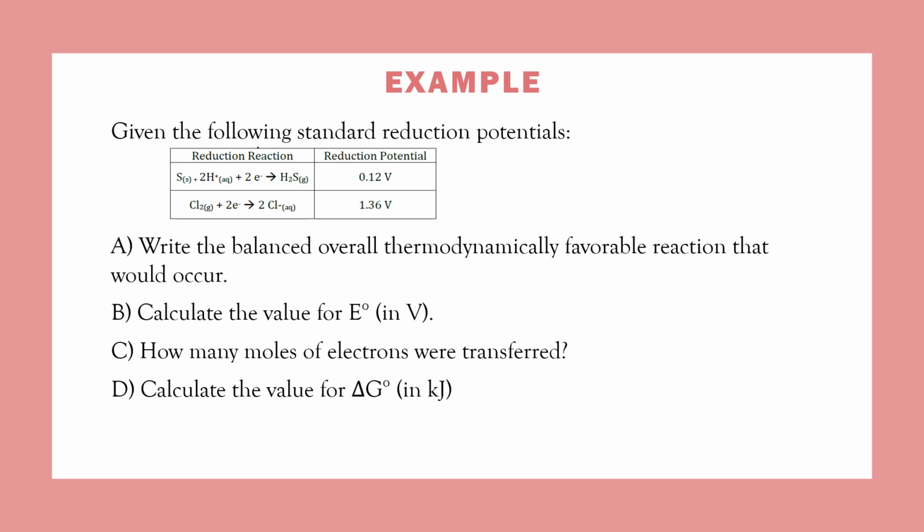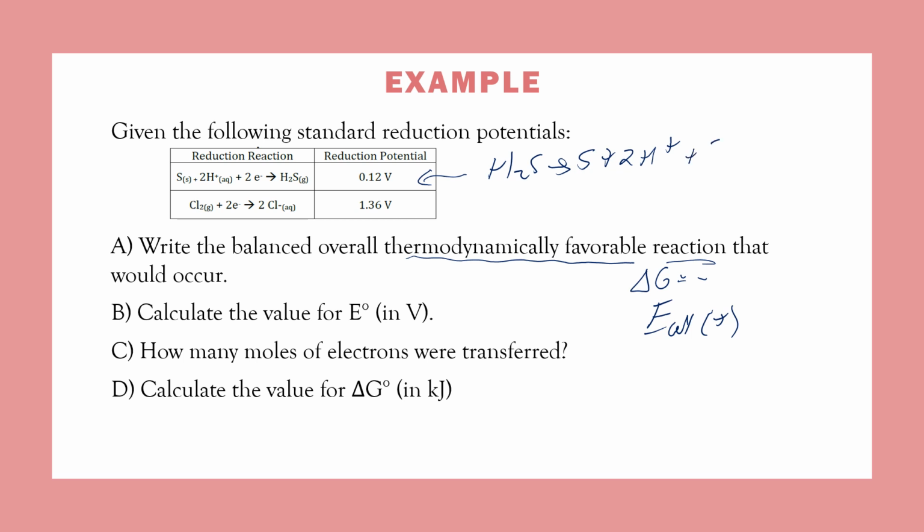So here's another example. We have the following standard reduction potentials for those two half reactions. We want a thermodynamically favorable reaction, so that means delta G must be negative, and that means our cell potential must be positive. So that's what it means, it's a voltaic cell, because it has a positive voltage. It must not have a power source. So if we write the reaction for a voltaic cell, we want to take the smaller one and flip that reaction around. So we'll get H2S yields S plus 2H+ plus 2 electrons.